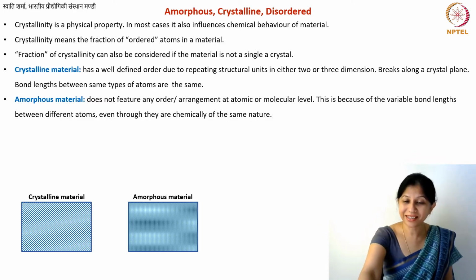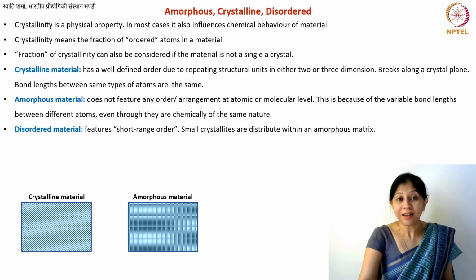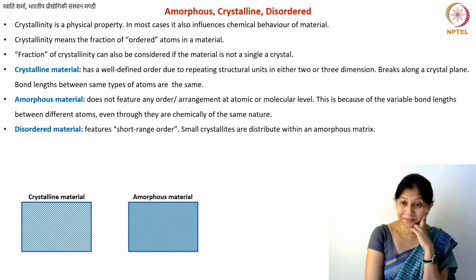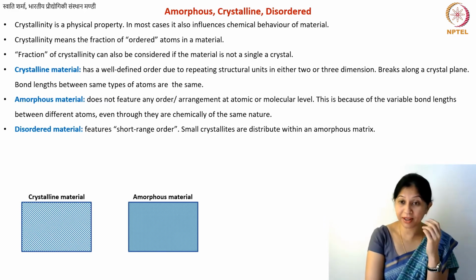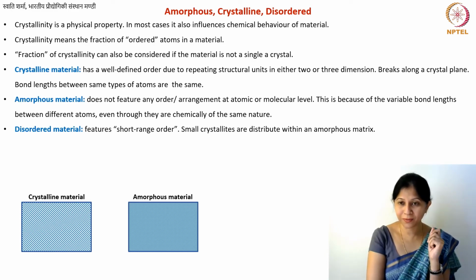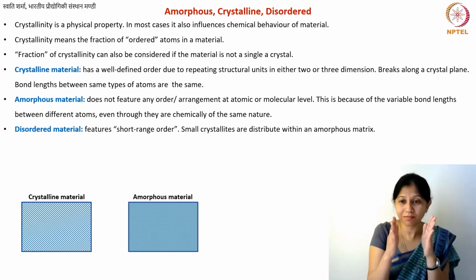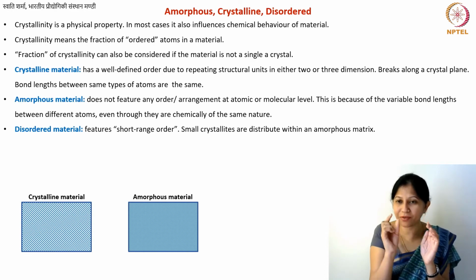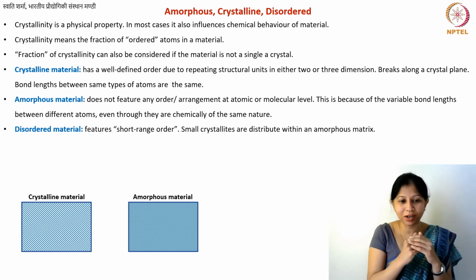Now what is the third type of material? Disordered materials. Disordered, as the name itself suggests, means they are not ordered, so they're definitely not crystalline. But what you have is a short range order. What does it mean? You have crystallites, but they are very short. So there is an order, but only for a very small distance. So this is called a short range order.